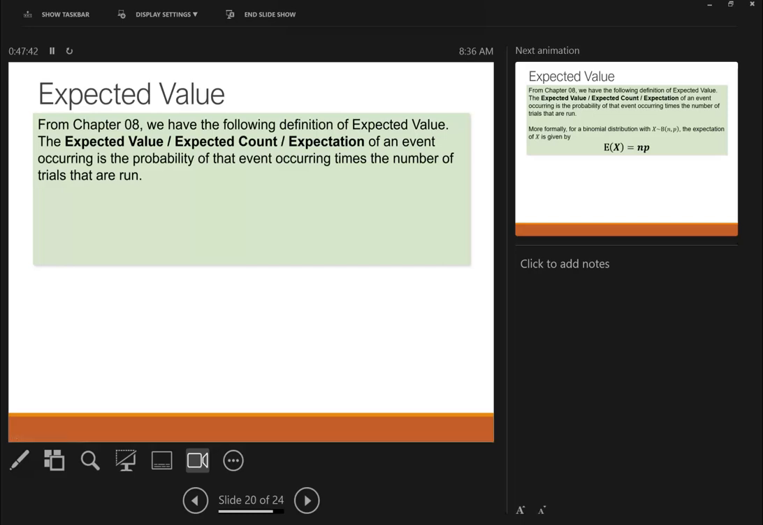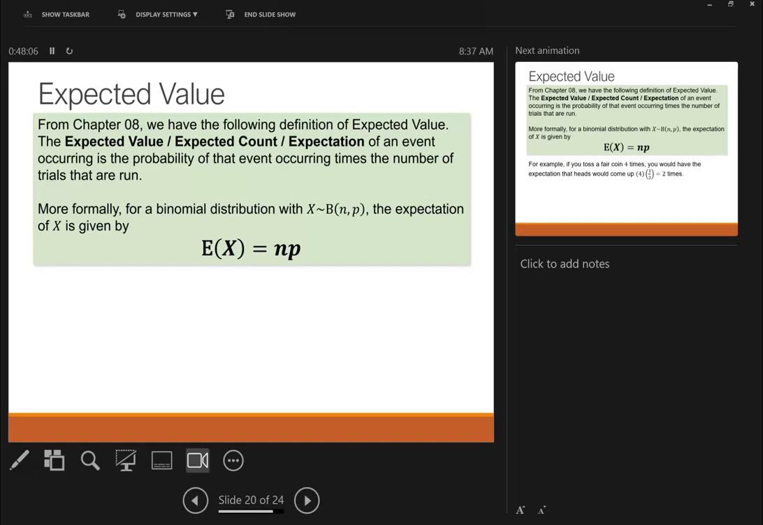Now, expected value, right? You could do the formula from before, where we write out our whole probability distribution, then you multiply the value for x by the probability of x, and then you add all that stuff up. You could still do that. Yuck. Guess what? It's a nice formula here. Guess what it's going to be? N times P.